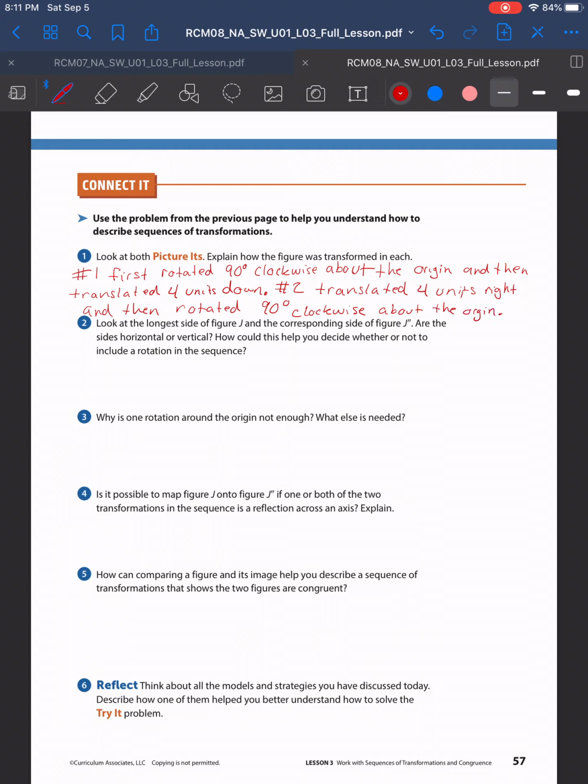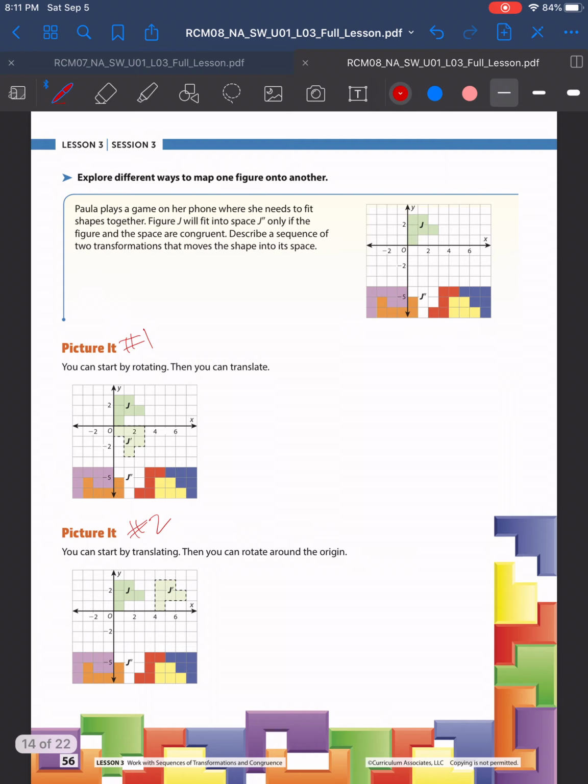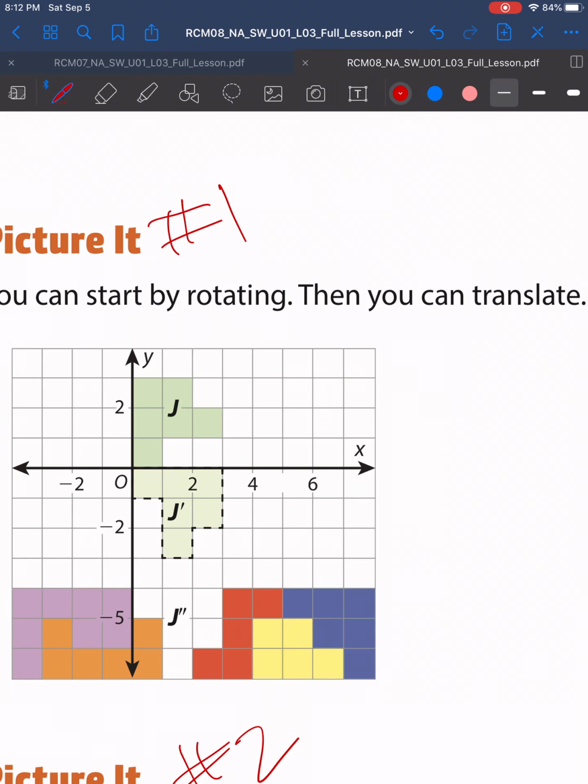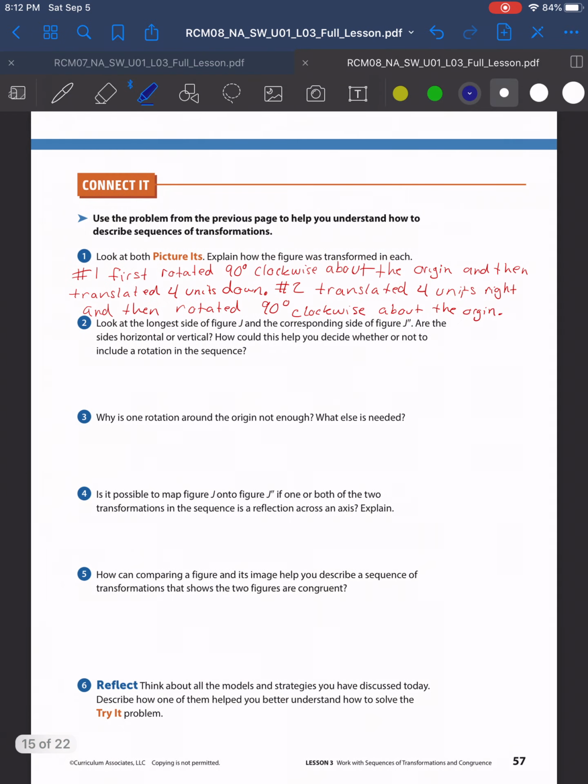Okay. Look at the longest side of figure J and the corresponding side of figure J prime, double prime. Are the sides horizontal or vertical? Well, let's go look. So we're looking at the longest side of J and then looking at the longest side of J prime. I'm going to highlight the longest side of J, which is the 3 right here, 1, 2, 3, and then it translates over here to J double prime.